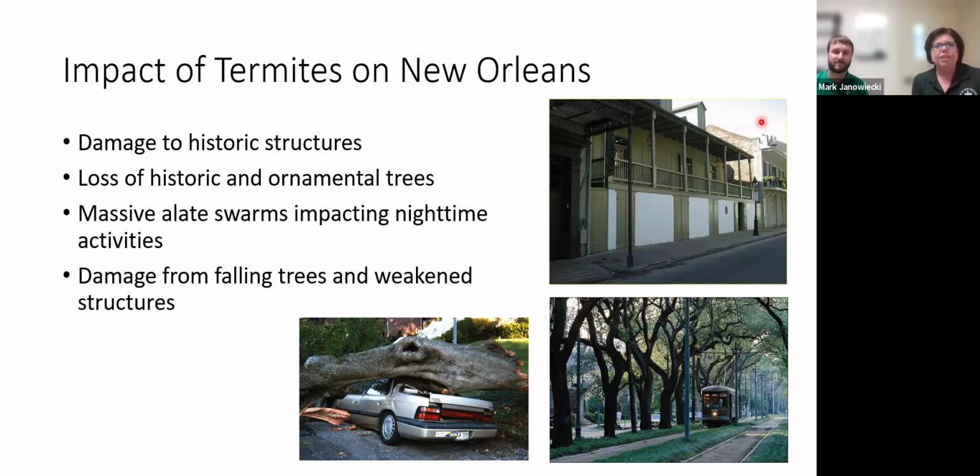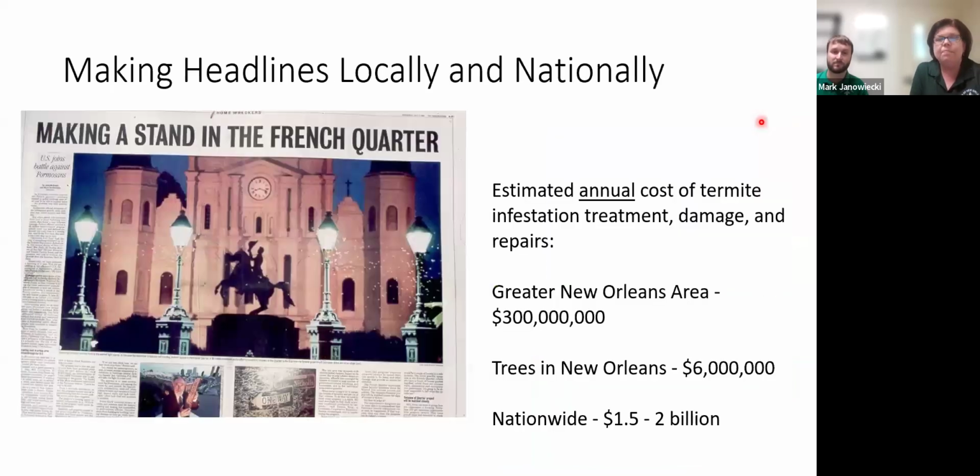So, these massive alate swarms have been quite disruptive. And there's also damage to our trees, not just with damaging the aesthetic for the city, but also damage from falling trees and weakened structures as well. And all of the damage that these termites have done, not just aesthetics or preserving history, but the annual cost of termite infestation treatments and repairs was just astronomical by the late 1990s. And this really made headlines locally and nationally, like the city needed help with termite control.